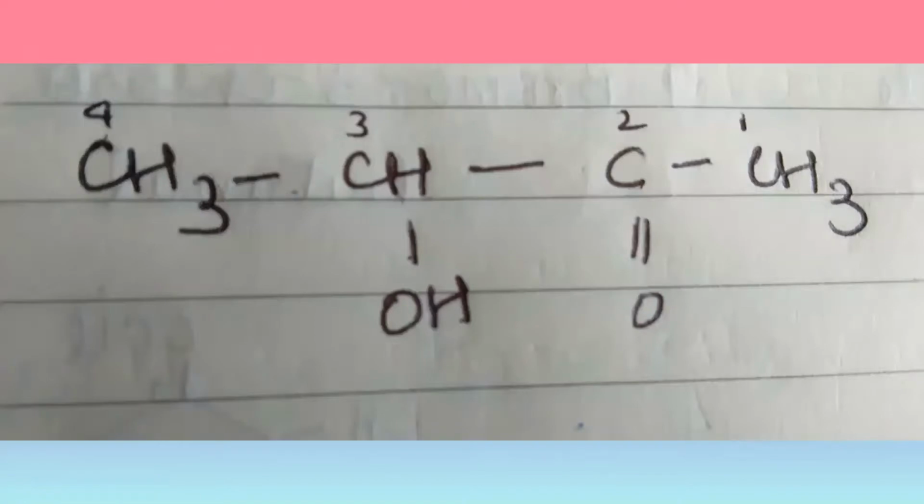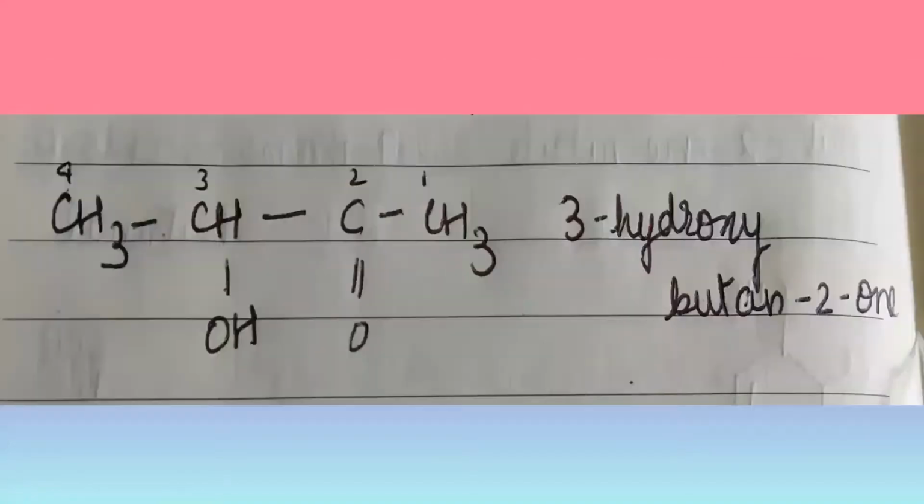So this is how the locants need to be allotted, that is from right to left, and the ketone group gets the number 2 and the alcohol group gets the number 3. So we all know that the prefix for alcohol as a substituent is hydroxy. So the final name for this compound will be 3-hydroxybutan-2-one. So now let's break down this name.